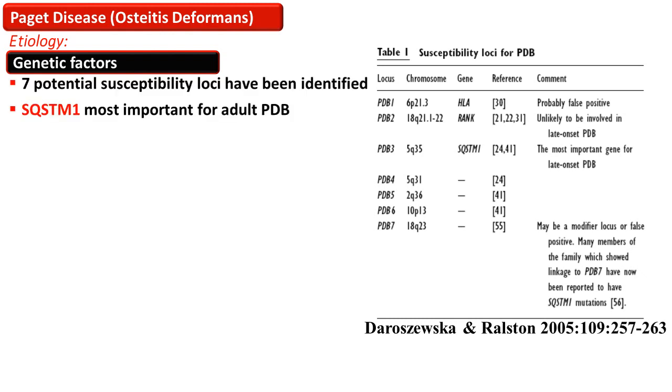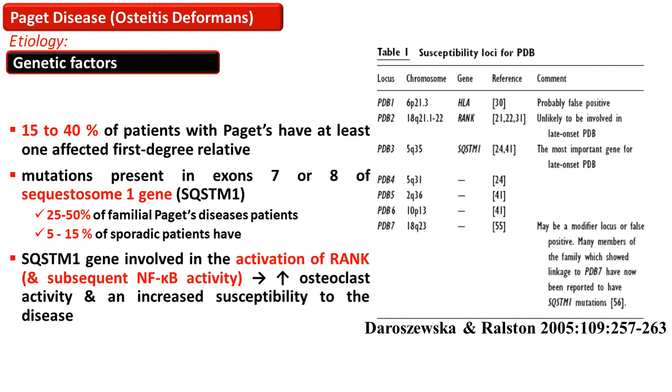So regarding genetic factors, 7 potential susceptible loci have been identified for Paget disease of the bone. The SQSTM1 gene is the most important one for the development of adult Paget disease of the bone. This is the sequestrosome 1 gene, and 15 to 40% of patients with this disease have at least one affected first degree relative. 25 to 50% of familial cases and 5 to 15% of the sporadic cases show this characteristic mutation, that is sequestrosome 1 gene mutation.